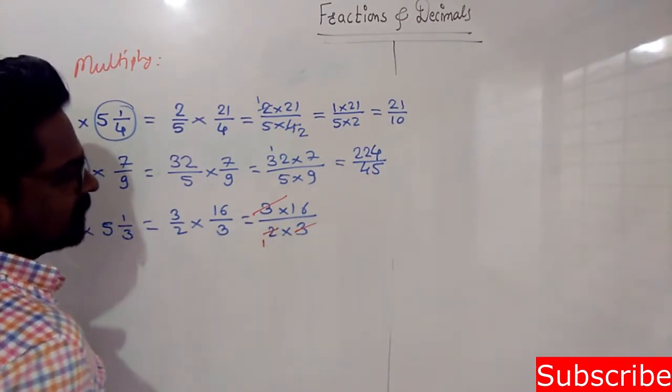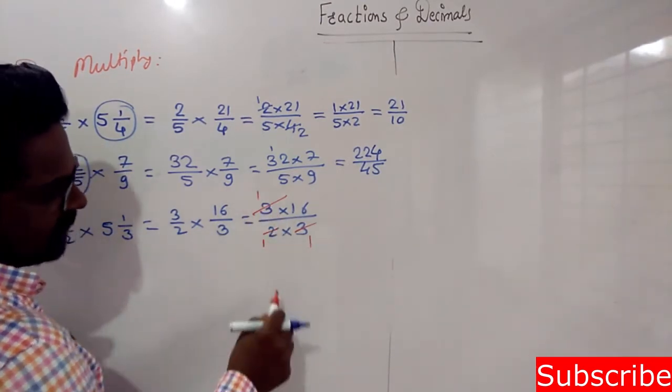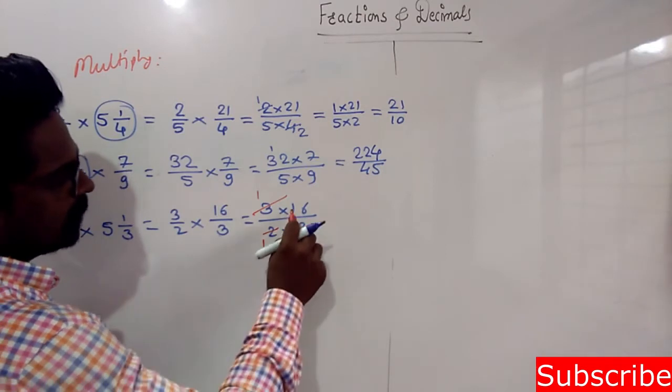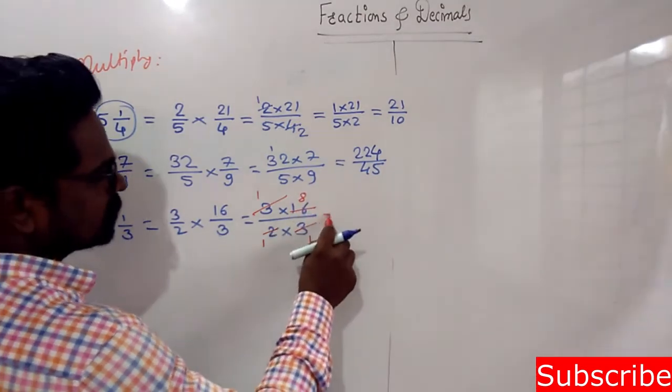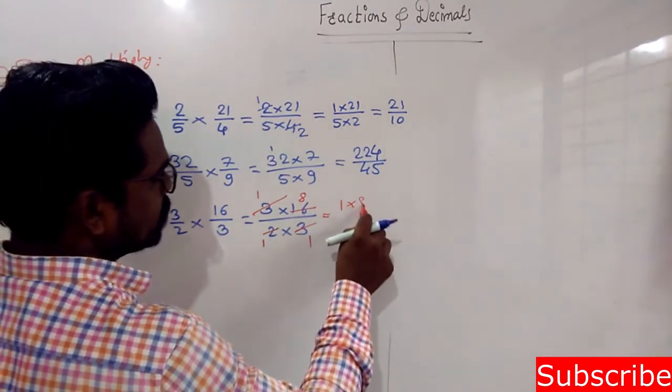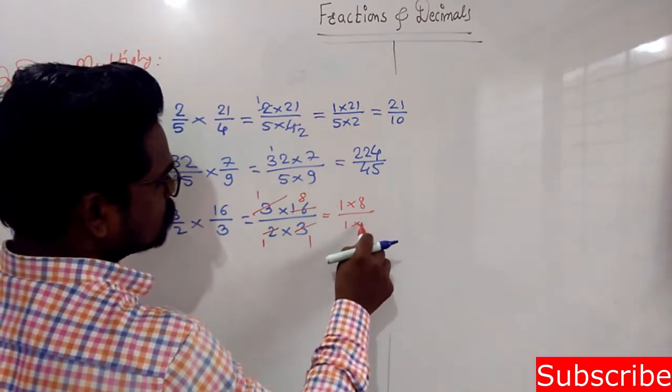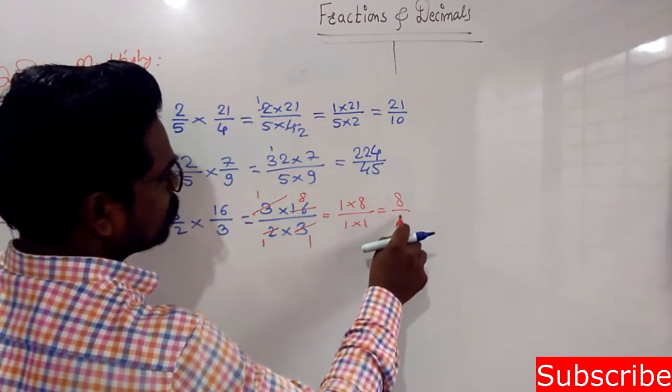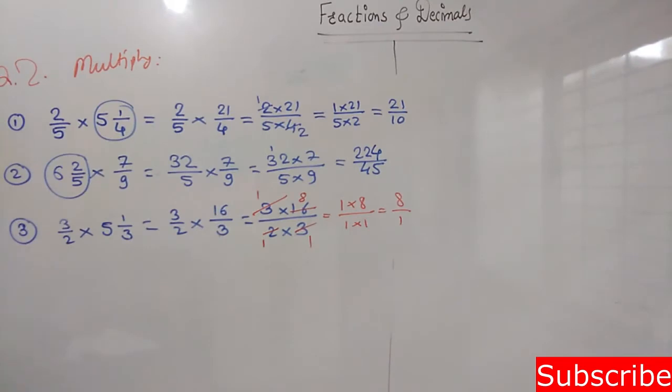These 3 and 3 will get cancelled to each other. 3 1s are 3, in this way. 2 1s are 2, 2 8s are 16. So the next step will become 1 into 8 divided by 1 into 1. So it is equal to 8 upon 1. That means only 8 is the answer.